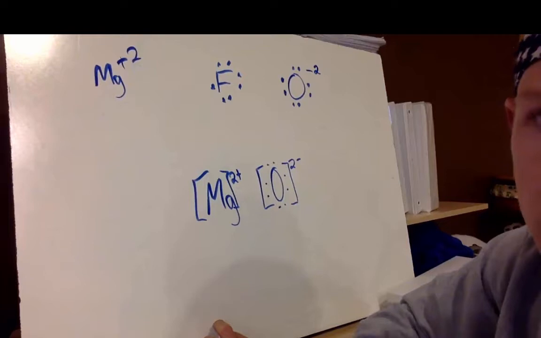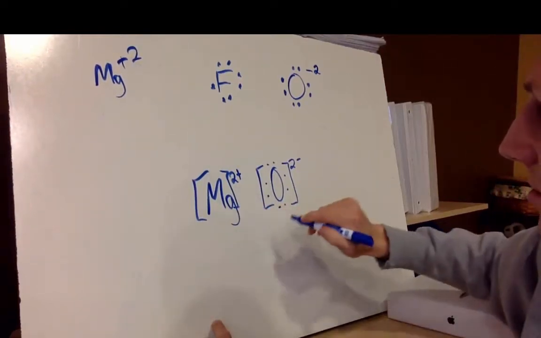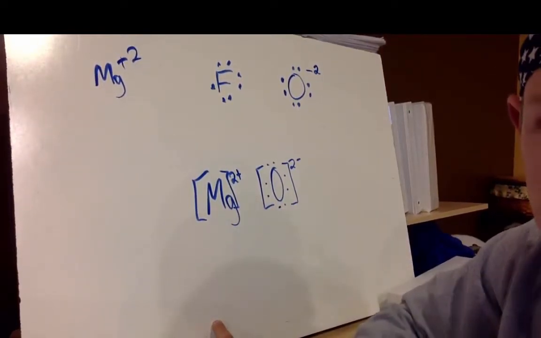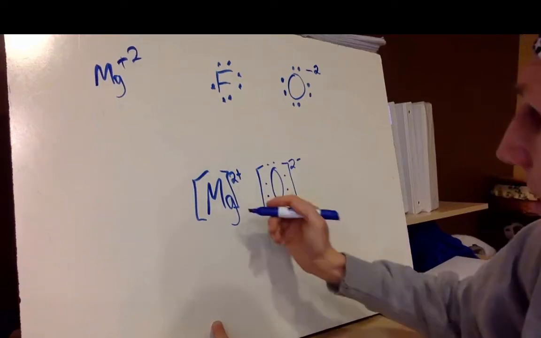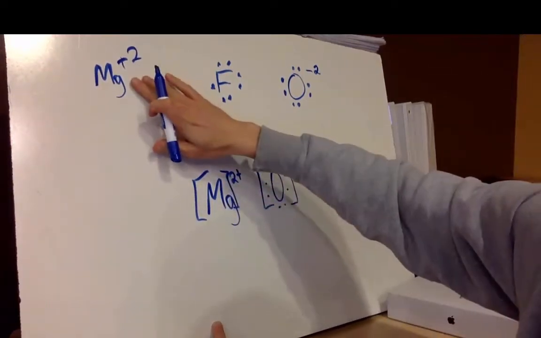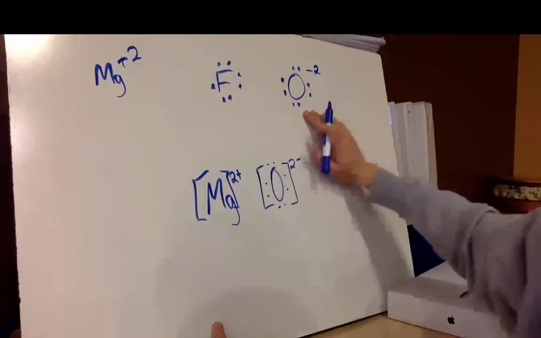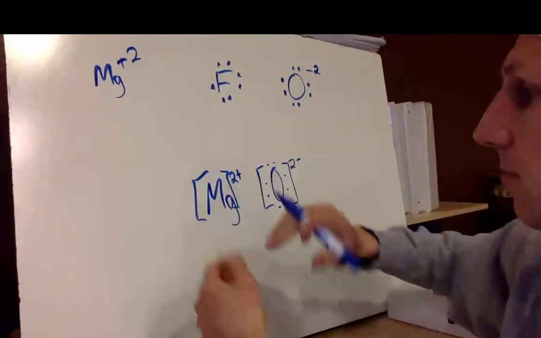This is the Lewis dot structure for what we call magnesium oxide. And we'll talk about naming ionic compounds in a little while. This was a pretty easy one. This had 2 to give away. This needed 2. It's like a perfect partnership, okay?